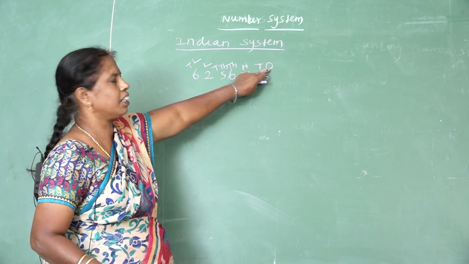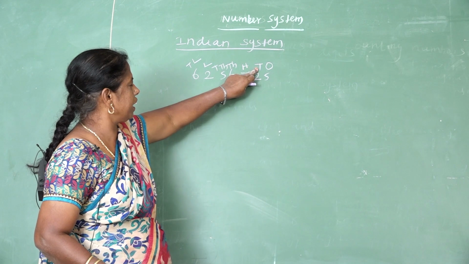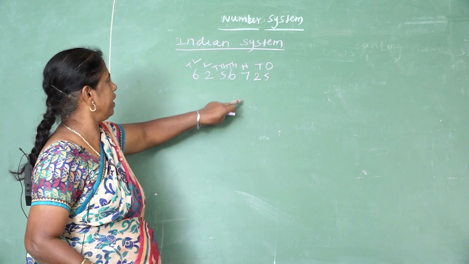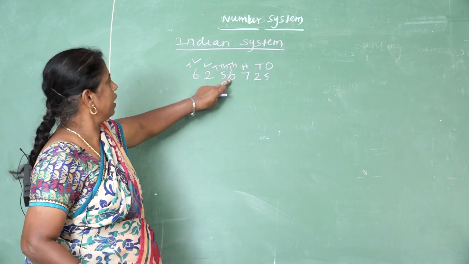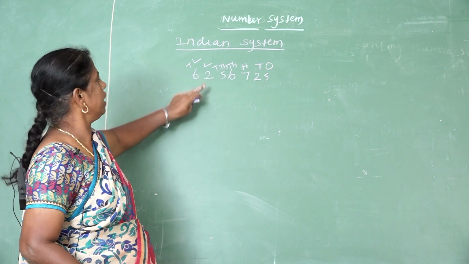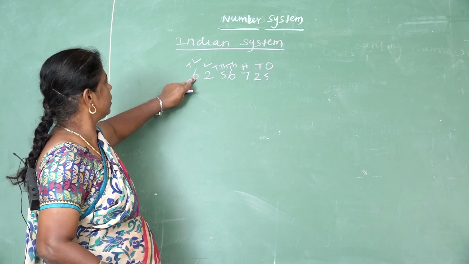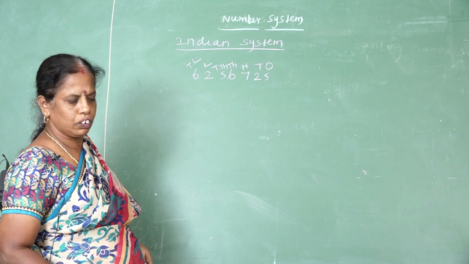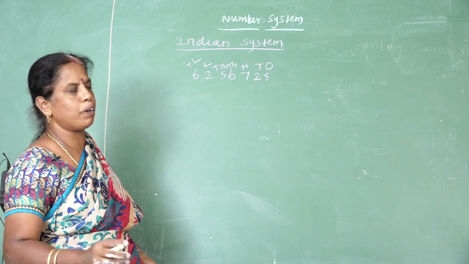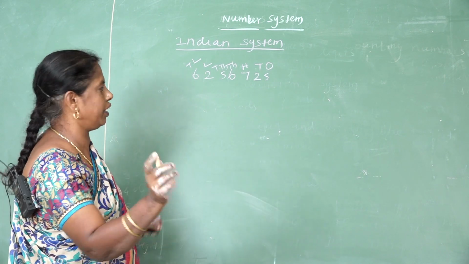What are they? This is the ones place. This is tens place. This is hundred place. This is thousand place. This one is 10,000 place. This one is lakhs place. This one is 10 lakhs place. So first we have to see about Indian system place value chart.